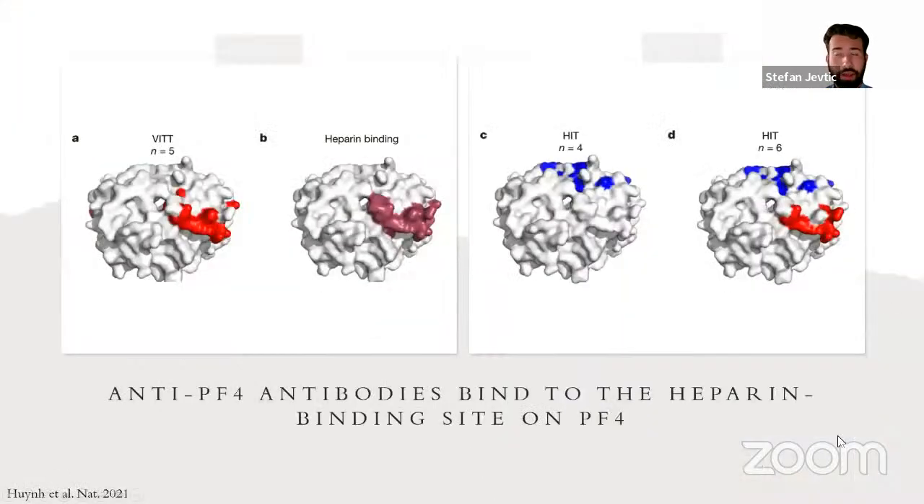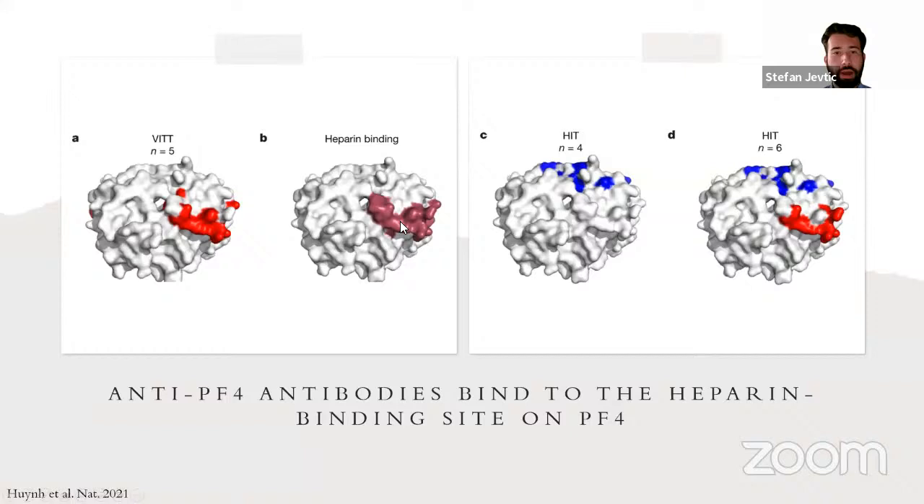The unique thing about VIT, as opposed to the other anti-PF4 syndromes, is that it does not require heparin at all for its function. And this is a really elegant study published actually from McMaster, Wynn et al. in Nature. And this is the PF4 molecule, as you can see. And what they did was they used a technique called alanine scanning mutagenesis, where they mutated subsequent amino acids in the platelet factor 4 molecule to identify where exactly the pathogenic antibodies bind to. And so what you can see here in classic HIT samples, what you have is binding to this blue highlighted region on the PF4 molecule. And this is the HIT-dependent region.